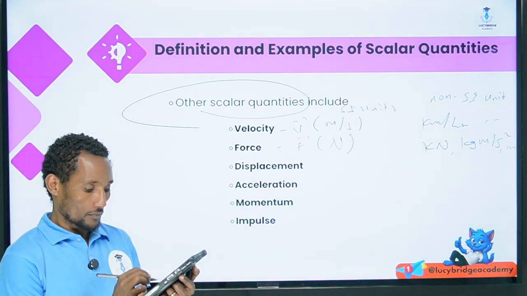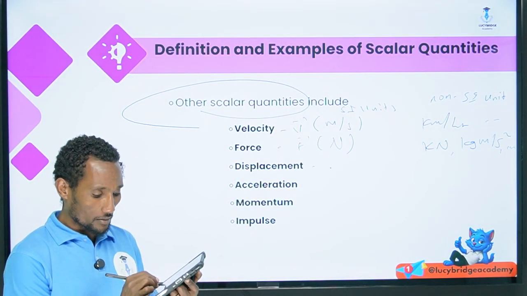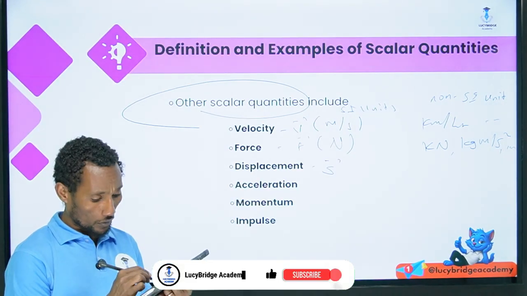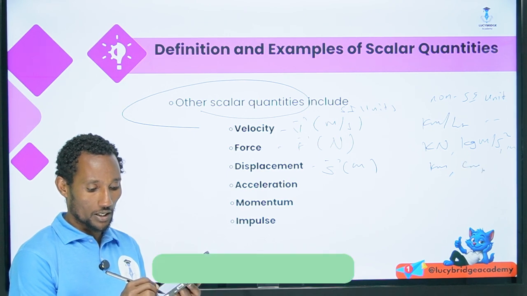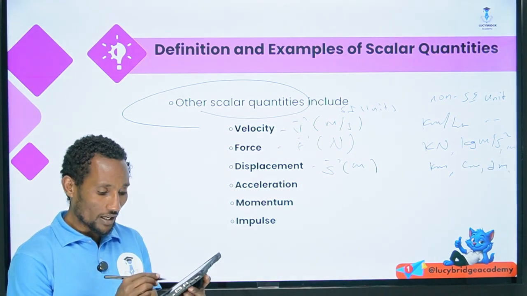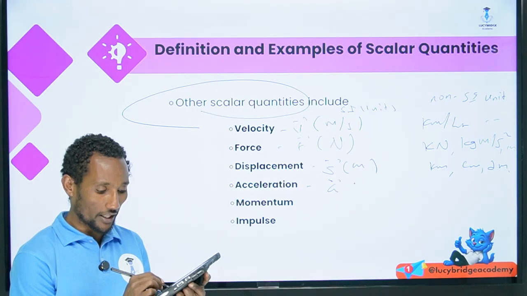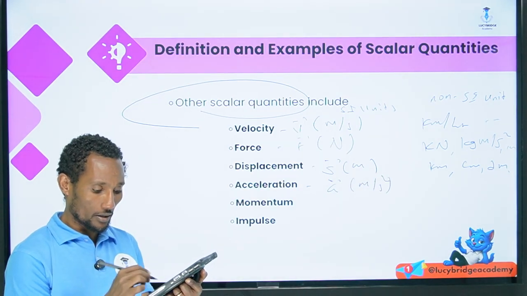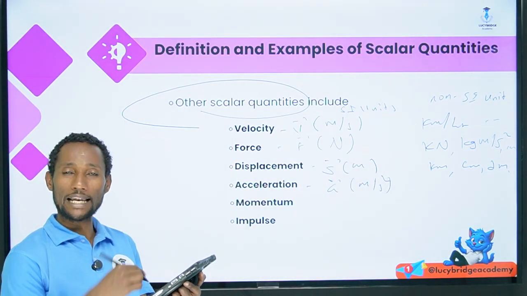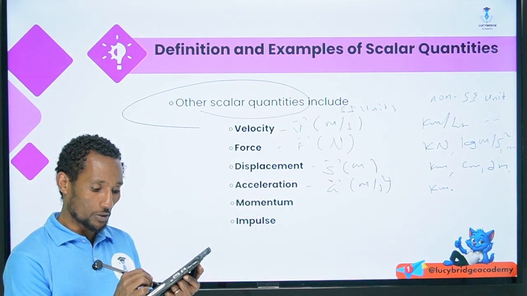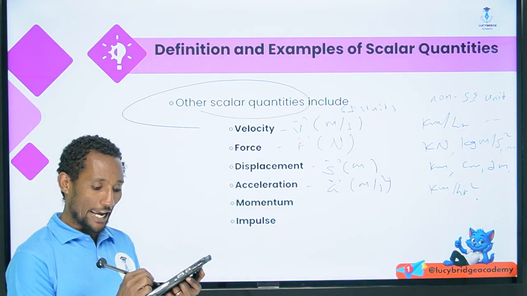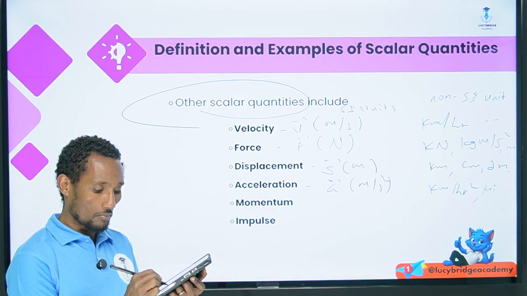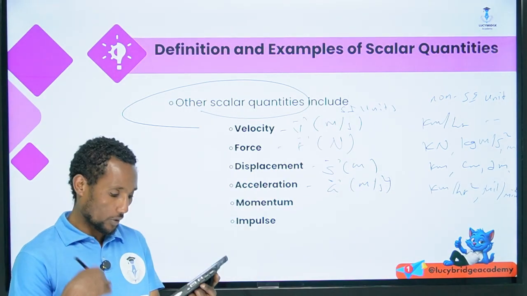And the displacement is like distance, but it is differentiated with an arrow. Here it is meter, and we also have kilometer, centimeter, decimeter, and so on. Acceleration has units of meter per second square, and also kilometer per hour square, or mile per minute square, and so on.